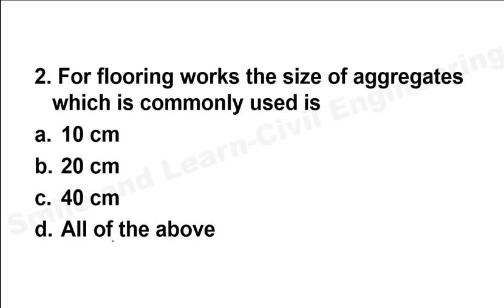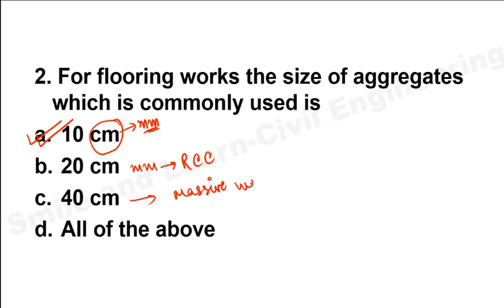For flooring works, the size of aggregate which is commonly used, you see the options are 10 centimeter, 20 centimeter, 40 centimeter. So here none of these are actually correct, because I think in this question the centimeter will be millimeter. So we know that 10 millimeter is the correct answer, option A, and 20 millimeter is used for RCC works, or reinforced concrete works, and 40 millimeter is used in massive works like dams, retaining walls, etc. So the correct answer is option A.